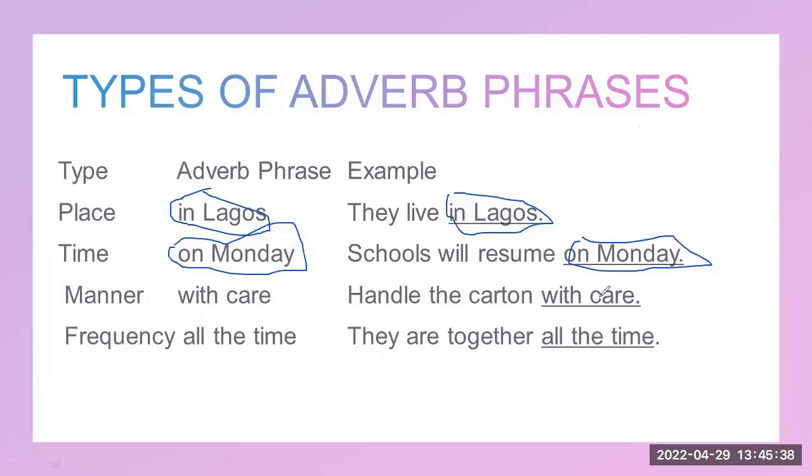Because it tells us the time. When will schools resume? Schools will resume on Monday. So that is an adverb phrase of time, all right?